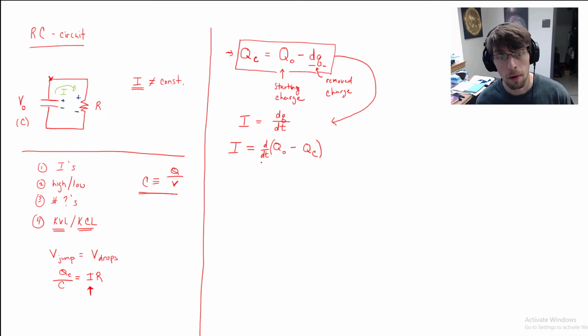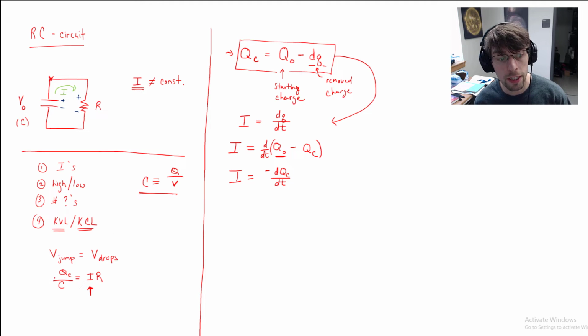And then, yes, what can you tell me about Q naught? Constant or not constant? It's constant. So the time derivative of a constant is 0. So I can write this as the current flowing through the resistor is negative the time derivative of the charge on the capacitor plate. Okay.